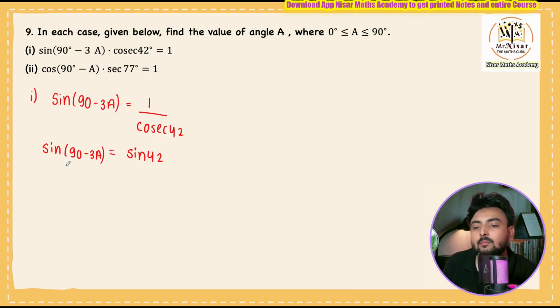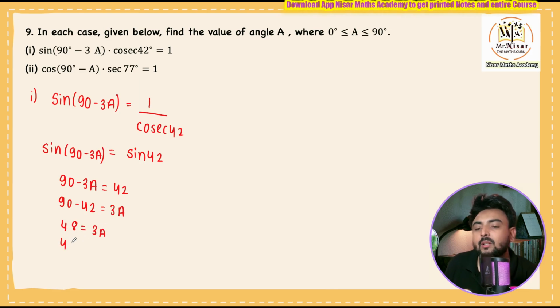Here the angles are same, sin. So compare the angles. It is 90 minus 3a is equal to 42. Transfer this minus 3a to this side, it becomes plus. So 90 minus 42 is equal to 3a. So this is 48 is equal to 3a. So 3 is in multiplication, here it goes in division. 48 divided by 3. So 3 ones are 3 and it will be 18. So it will be 16. So here angle a you are going to get 16. Okay, this is the answer.